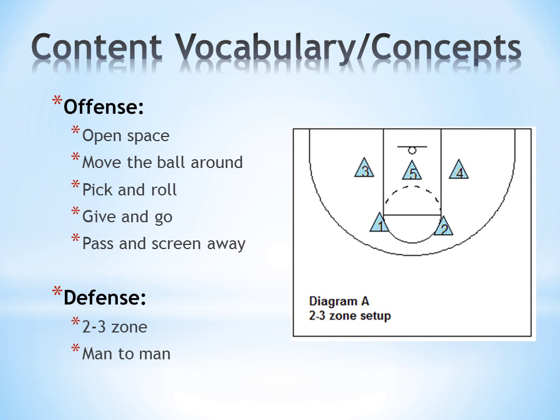All right, before we get into detail on basic offensive and defensive strategies, I want you guys to write down the content vocabulary and concepts this lesson will be covering into your PE journals. So the offensive vocabulary and concepts are open space, move the ball around, pick and roll, give and go, pass and screen away. And the defensive vocabulary and concepts are 2-3 zone and man-to-man.